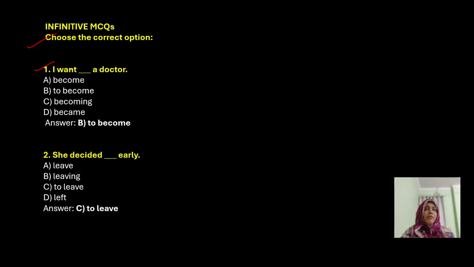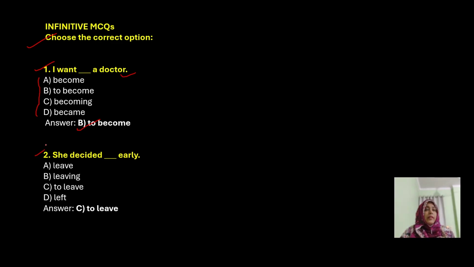First question is, I want dash a doctor. What will come here? There are four options: become, to become, becoming, became. So the right answer is B. Fine. I want to become a doctor. This is the correct sentence. You just have to recognize them. You just have to remember the question pattern and how you have to answer. Okay, so just see and think.